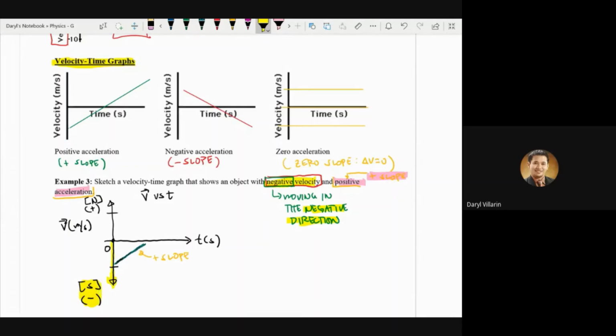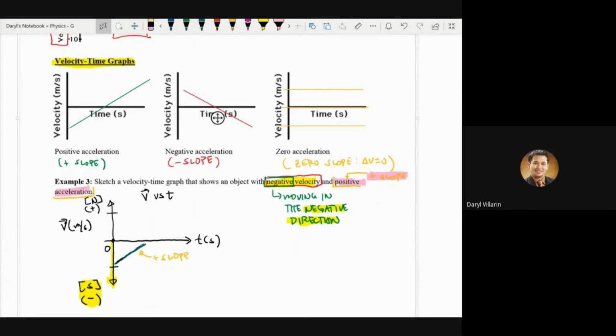If you can see, any values below 0 here pertain to negative direction, or that would be moving south, because I set north as my positive direction. However, here the slope is positive. Since the slope is positive, it also follows that the acceleration is positive.